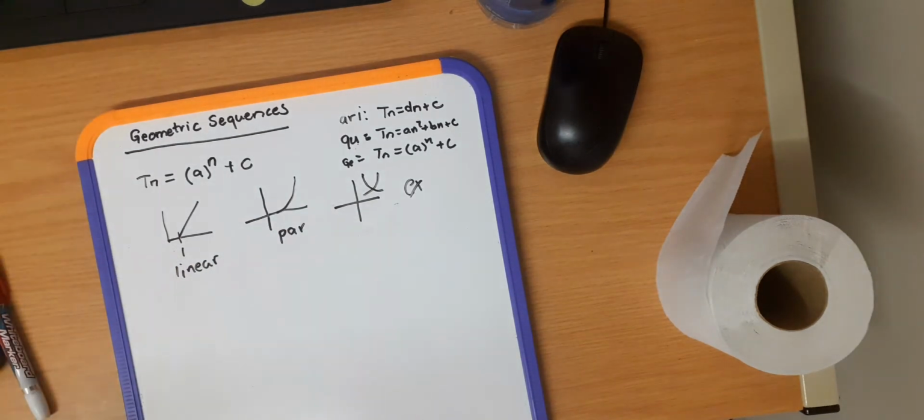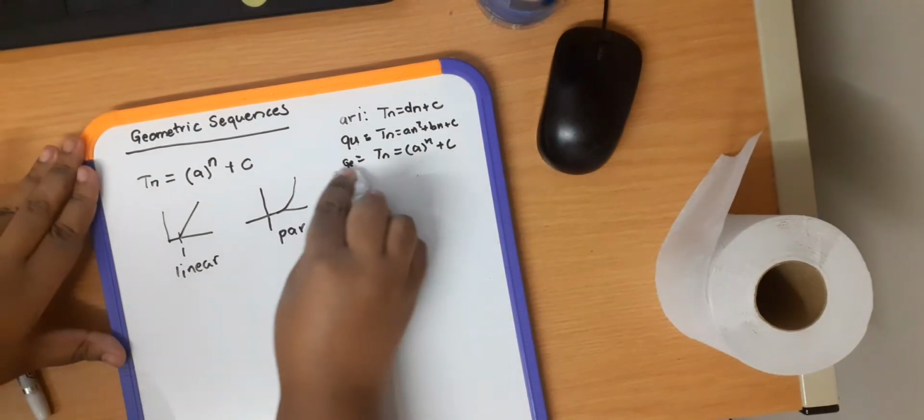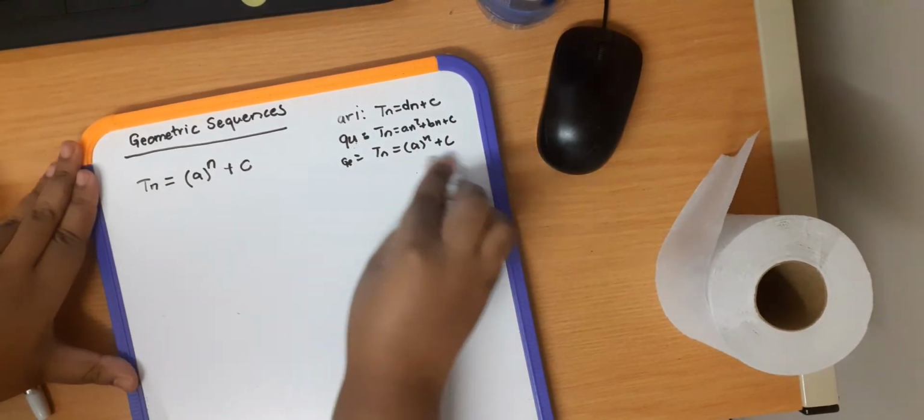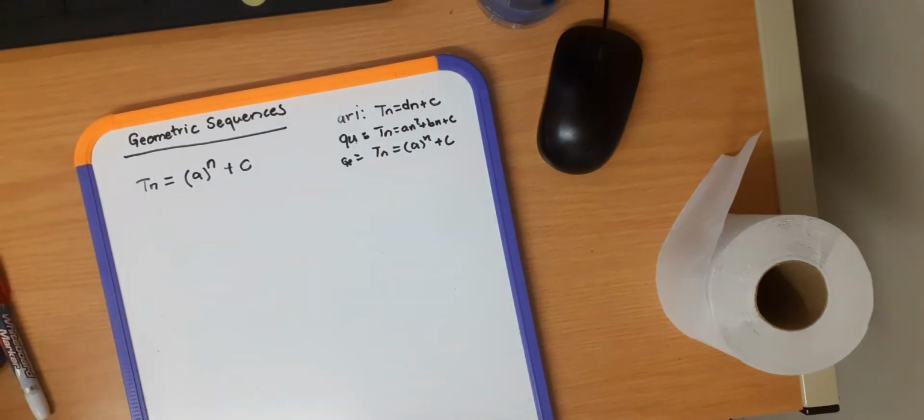So geometric sequences are my favorite because they usually approach either infinity or some constant value, the sum to infinity. It usually approaches infinity, but it doesn't, and we'll show you why it doesn't approach infinity. So let's just jump into it.